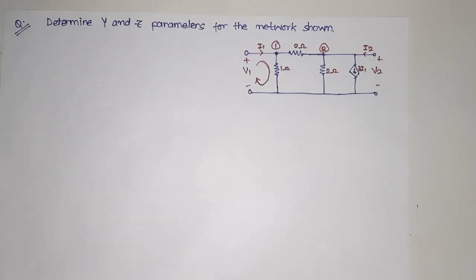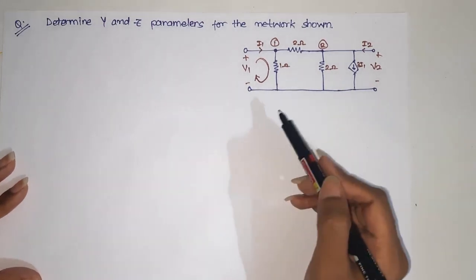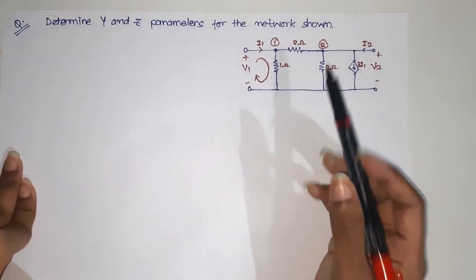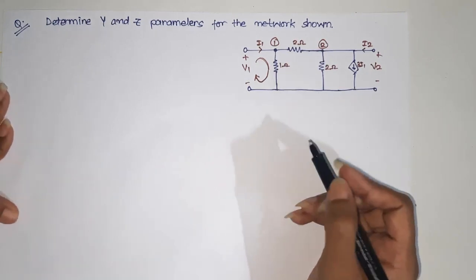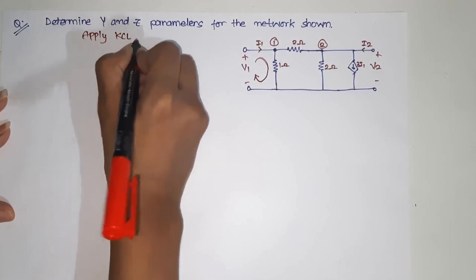So this is the given question. We need to determine y and z parameters for the given network. So this is the network given to us. Now already node 1 and node 2 have been marked, so we'll apply KCL. So let us start by applying KCL to node 1.